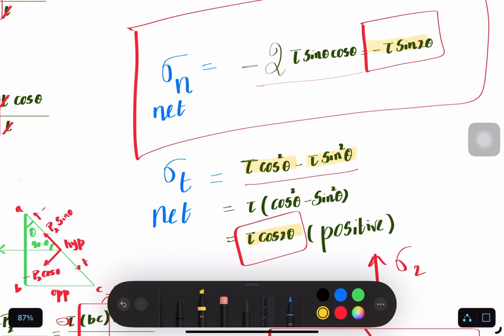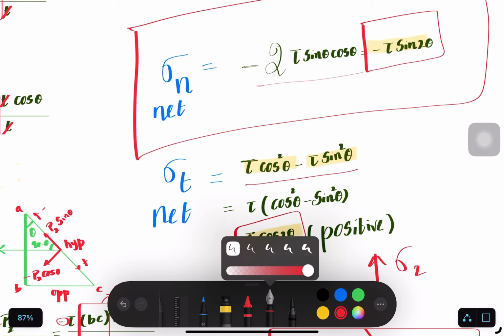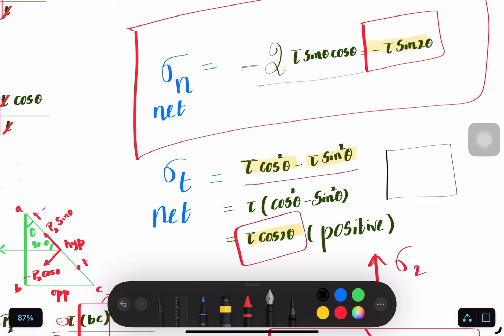Now, what is this? So this is what we considered. We considered an inclined plane. Well, we didn't consider an inclined plane that way. We considered an inclined plane in this fashion. Okay. This is our inclined plane AC. And we computed the normal stress and the tangential stress on this inclined plane due to shear stress.